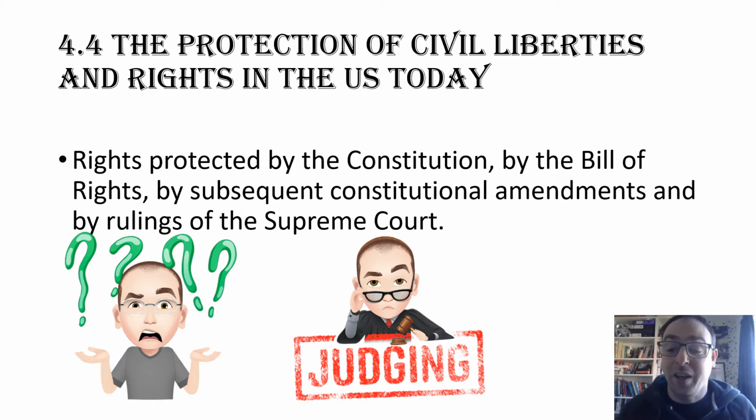This is part of the Edexcel A-level specification. It's in component 3A and it is part 4.4, the protection of civil liberties and the rights in the US today. The rights protected by the Constitution, by the Bill of Rights, by subsequent constitutional amendments and the rulings of the Supreme Court. It tells us what you need to know. So I'm going to be quite helpful, hopefully, and go through all those different bits, to try and give you a decent understanding of a whole series of court decisions and bits of the Constitution and various amendments. And hopefully they'll give you loads of really good examples if you're required to write an essay on this particular topic.